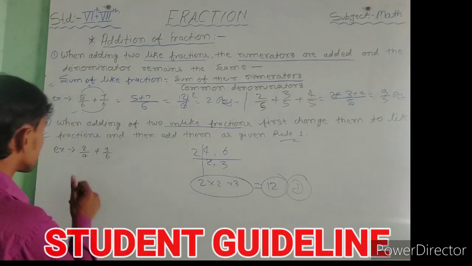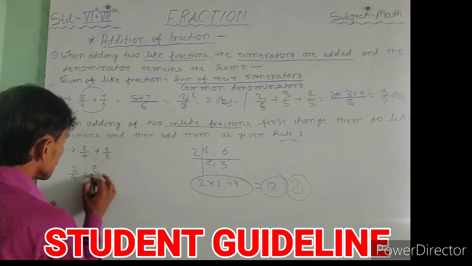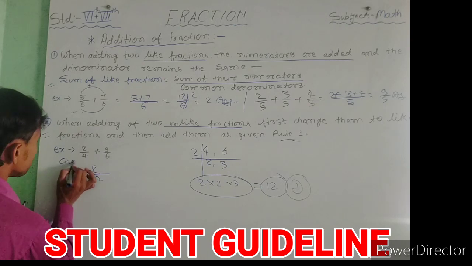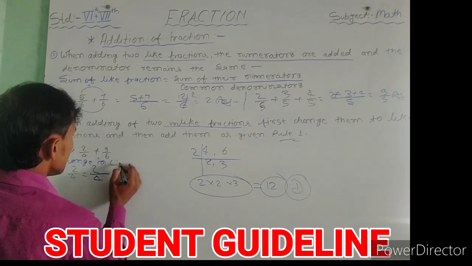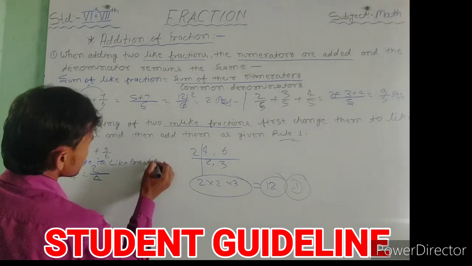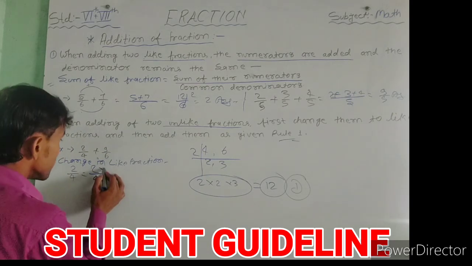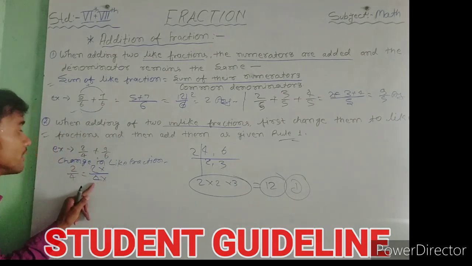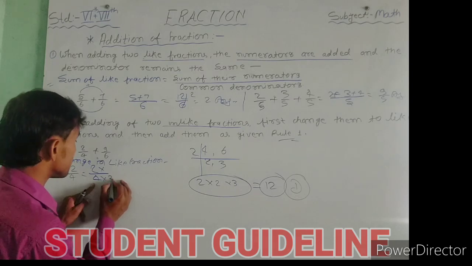So firstly you take 2 by 4. Here you also change it into like fraction. Okay, so 2 by 4, what is your denominator? 12. If you read the table of 4, how many times? 3 times. 4 threes are 12.